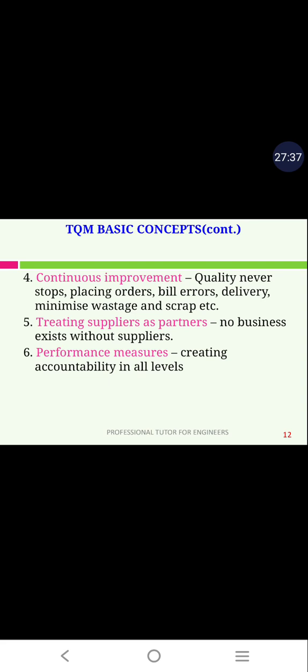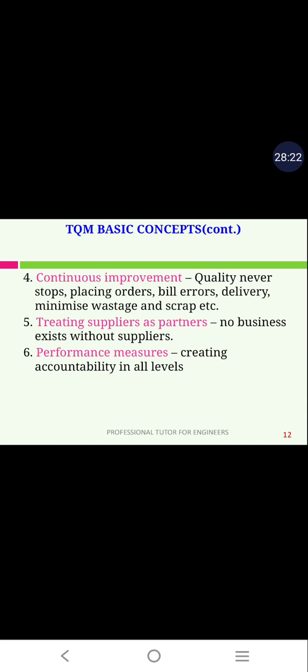Here they say no business exists without suppliers. Every business you take, there is a supplier, or you can call it a sub vendor, or in other words, a vendor. They may be supplying some particular component. You need to treat them as partners, and the suppliers should also be involved in total quality management, because your product is dependent on a few components of that supplier. If he is supplying good quality without any defect, the product will work well and there won't be any complaints from the customer. So this is called treating suppliers as partners.